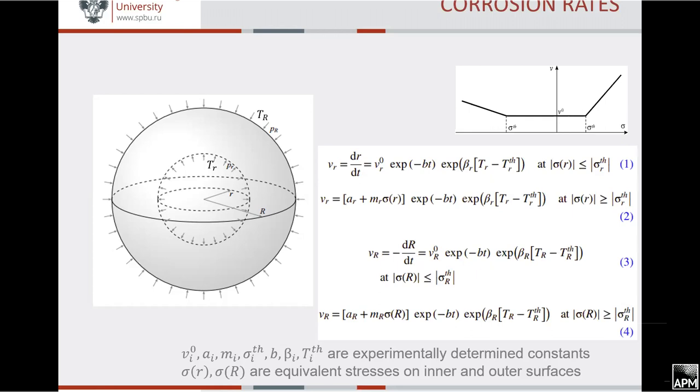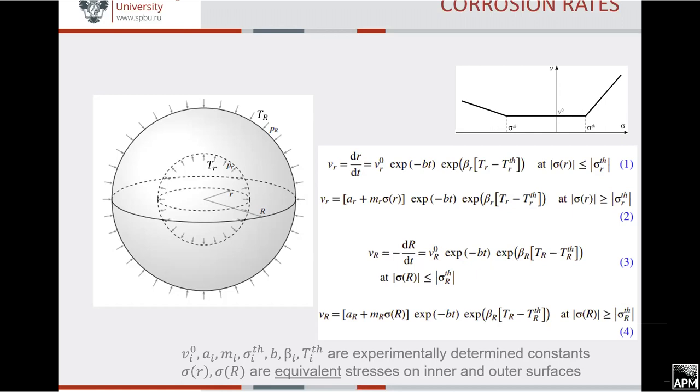Those multipliers we should take into account only when the temperature at the surface is greater than the temperature threshold value on this surface. All the parameters here are experimentally determined constants, and the stress which is affecting the corrosion process, we call it equivalent stress.